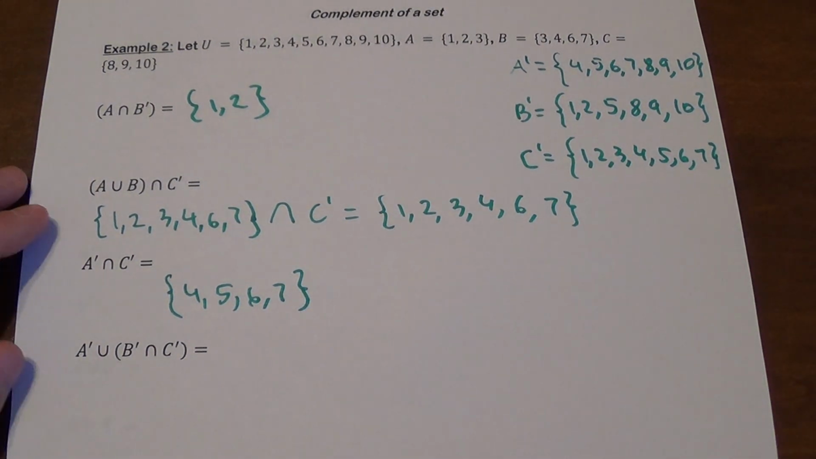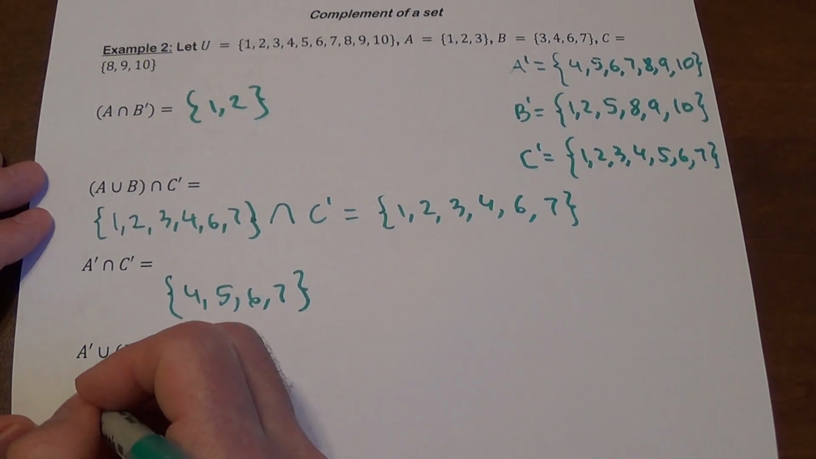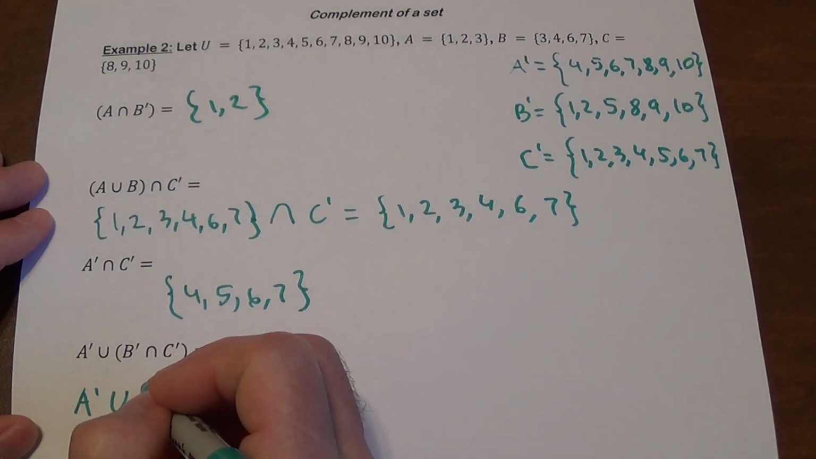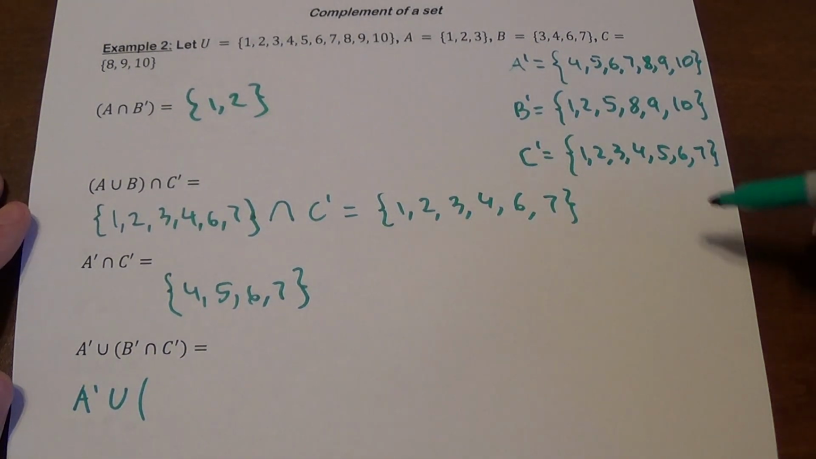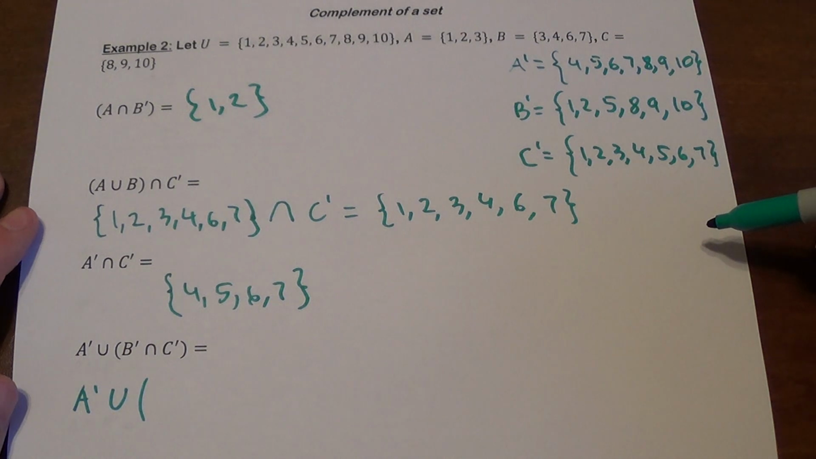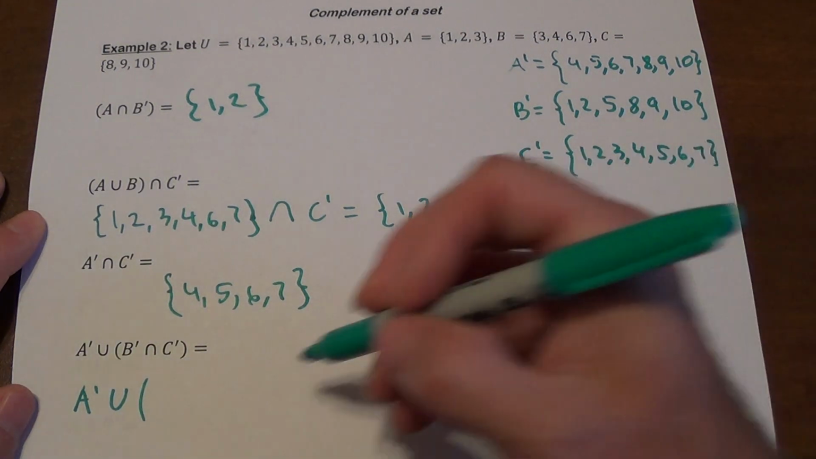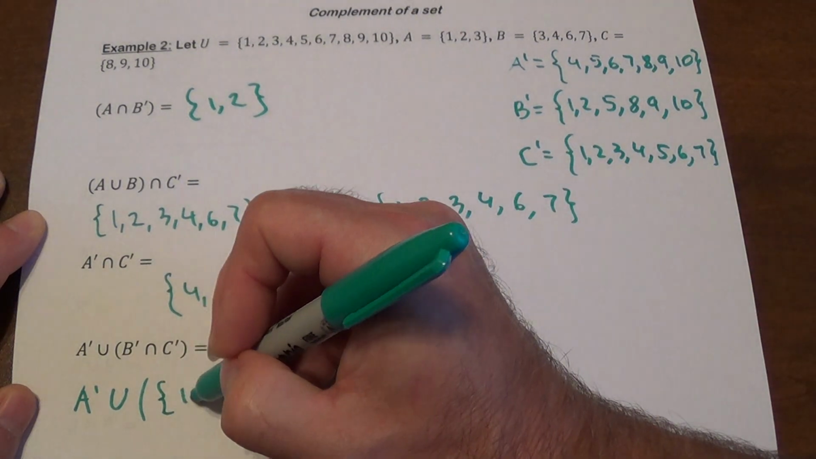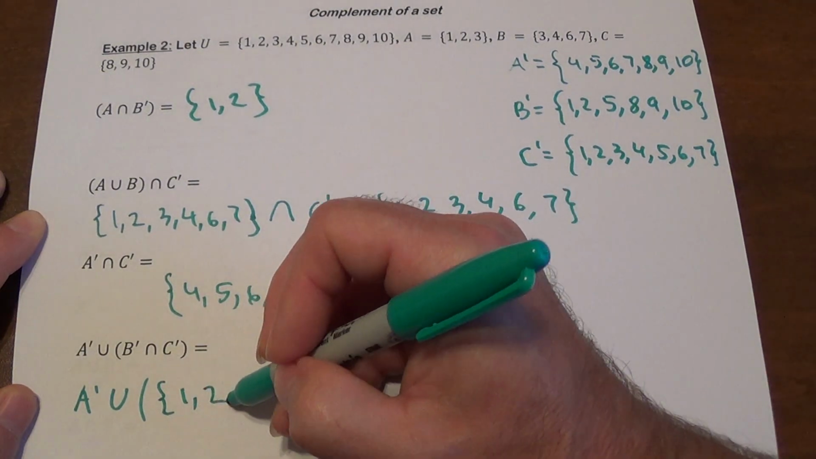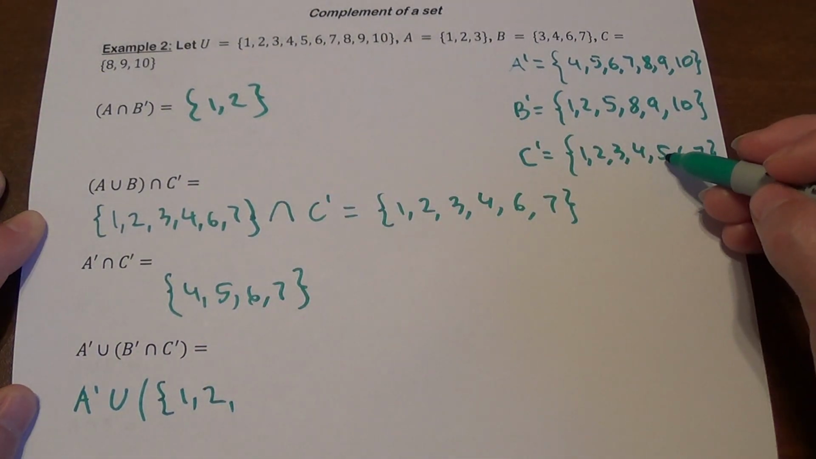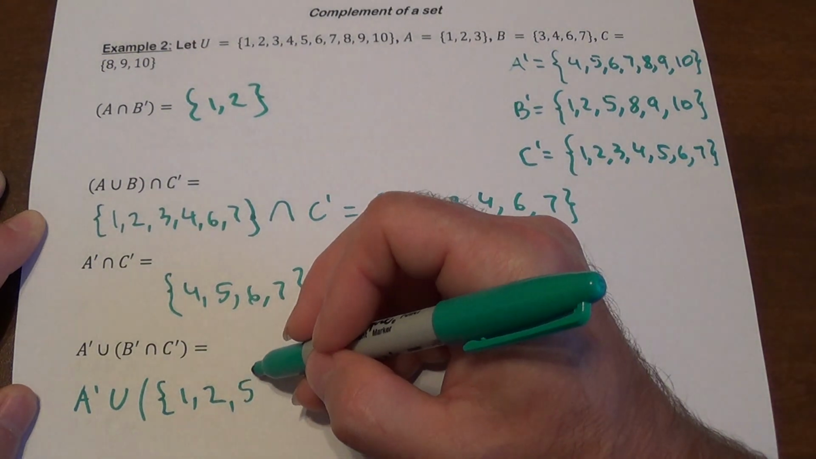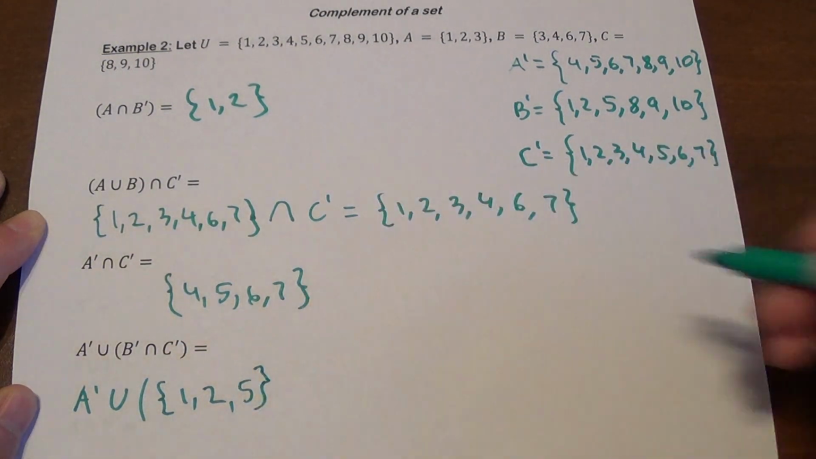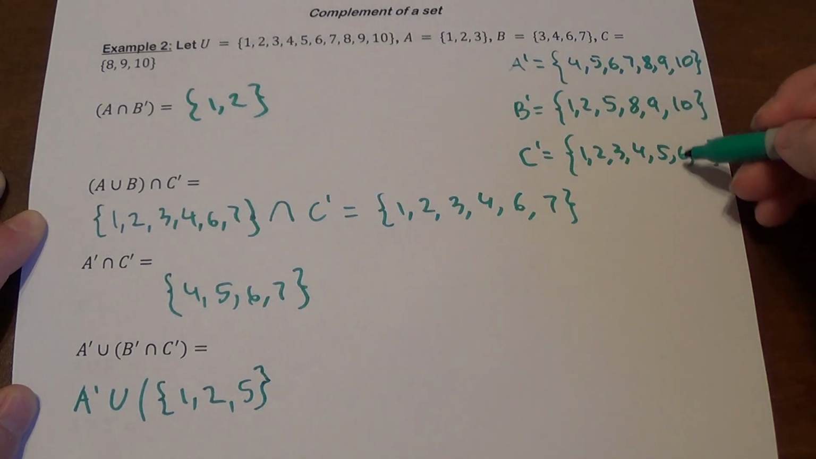And for the last problem, just like I did here, let's do it in steps. So this is going to be a complement of A, union. Here let's figure out what the intersection of B complement and C complement is. It is going to be 1 and 2, and 5, right? These are the only elements that they have in common.